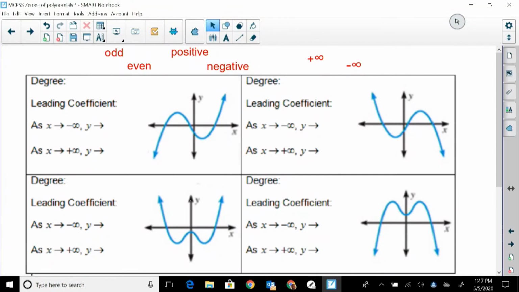Okay, just looking at the graph. First thing I like to notice is, is it even or odd? Are my arrows going in the same direction? That means it's even or odd. Are these arrows pointing in the same direction? No, they're not. This is up, this is down. So that is an odd degree. This is up, this is down. This is also an odd degree.